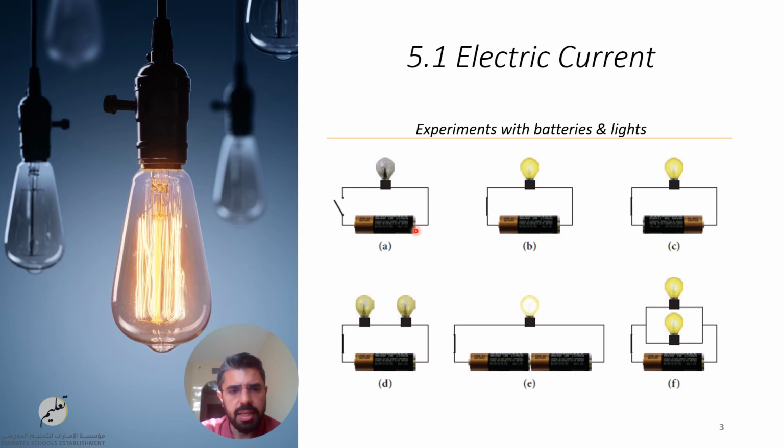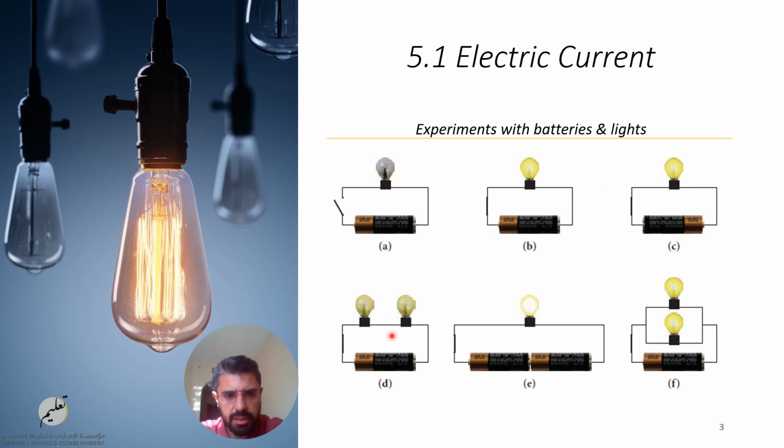So in part A, the switch is open, so of course the light bulb will be off. In part B, everything's okay, the light bulb is on, shining, the same as C, but what's the difference between B and C? It's the polarity of the battery. So this is not important in that case. In both cases, the light is on.